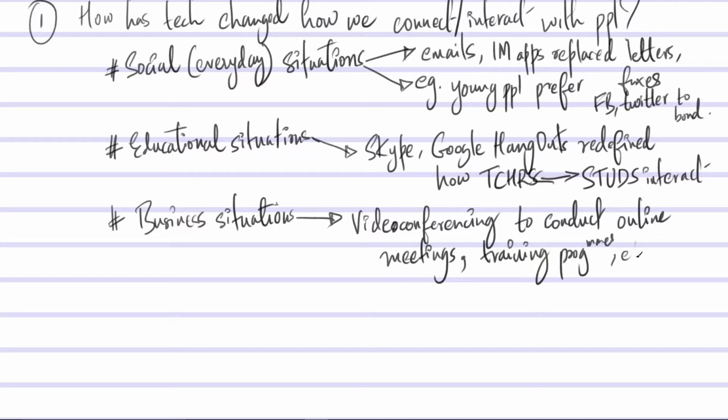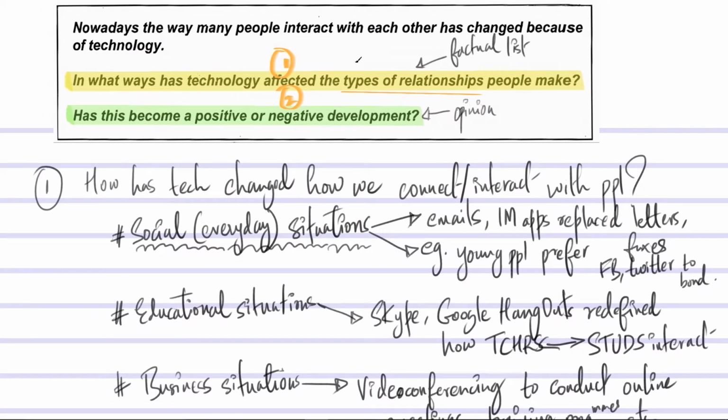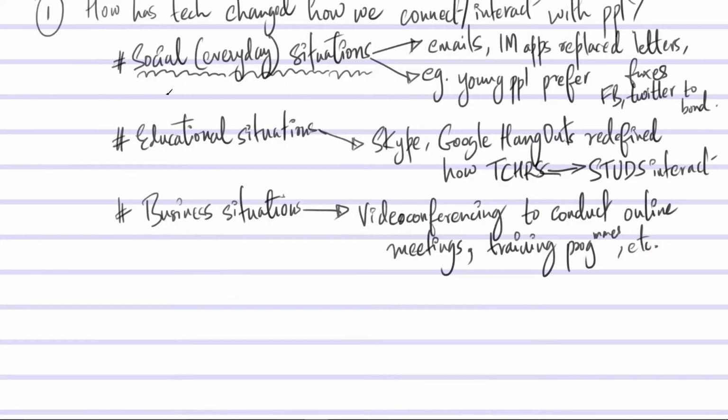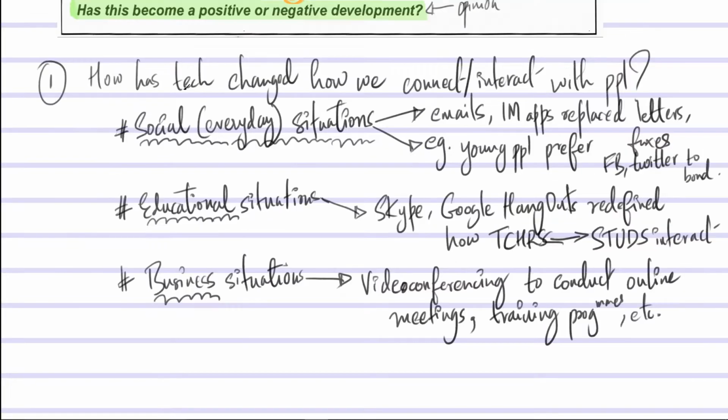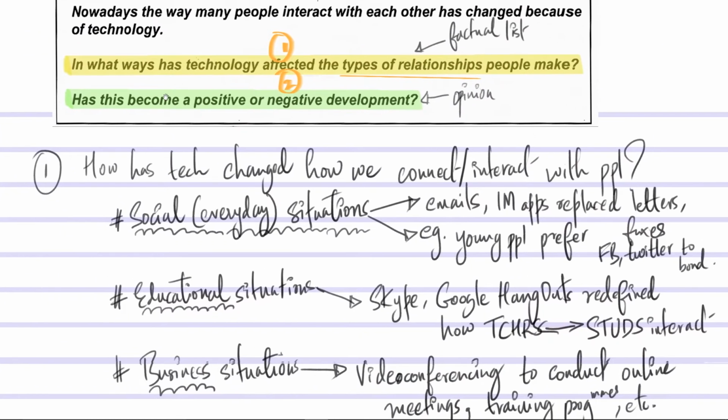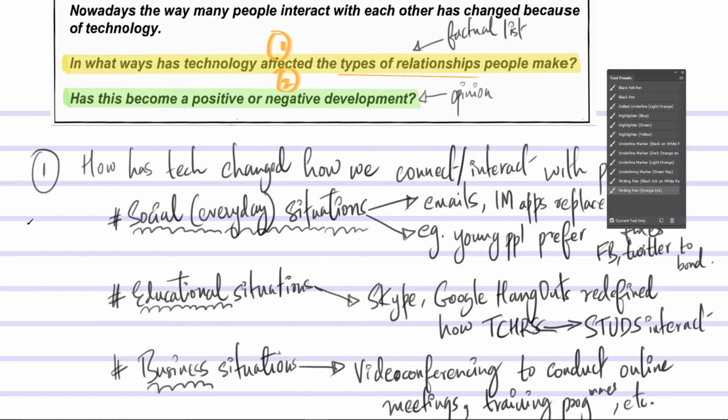Online meeting, training programs, etc. So we can see how we are talking about separate dimensions. We have to be absolutely relevant to the question that we are asked to get a high band score in task response. So types of relationships: we are talking about social relationships, educational relationships, and business relationships. That's more or less body one. So this entirely will have to be our first body paragraph, because that's the first question that we have to answer.